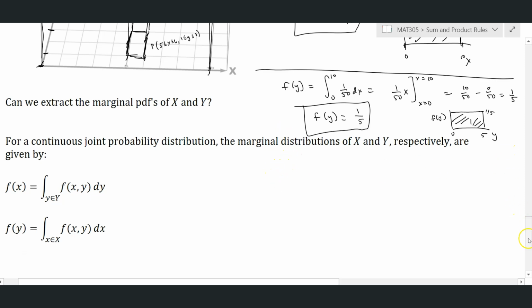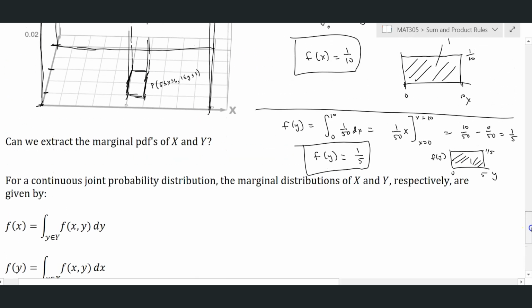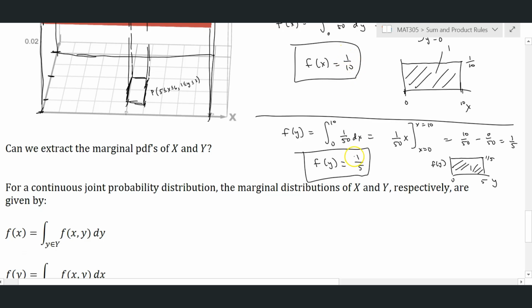How would you go from marginals to joints? Well, given a discrete or continuous pair of independent distribution functions, if they're not independent, things get more complicated. But if they're independent distributions, like two independent bus late arrivals, or two discrete events like tossing a coin twice and winning some game that are unrelated to one another, then to get the joint distribution, you just multiply them together. That's pretty much as simple as it gets. So if you notice in our case, 1/10 times 1/5, you get 1/50th, not surprisingly.